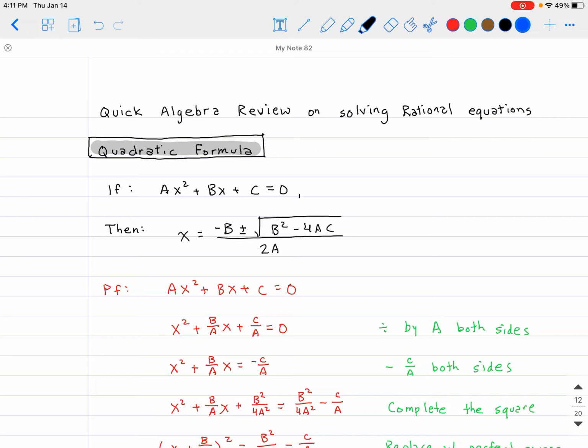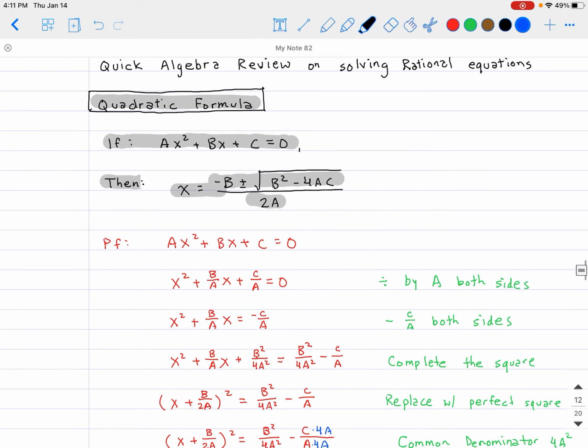The idea is that if you have a polynomial where ax squared plus bx plus c is equal to 0, then in order to solve for x, according to the quadratic formula, x is equal to negative b plus or minus the square root of b squared minus 4ac, all over 2a. Some of you might have run into it back in middle school, and that's totally fine. Hopefully this is something you remember, but if not, let's refresh it.